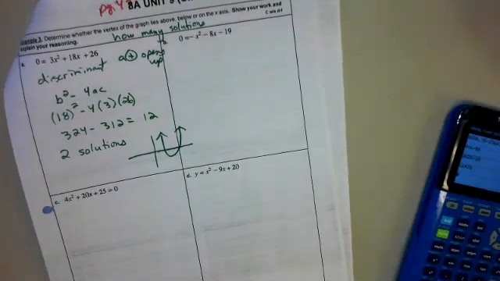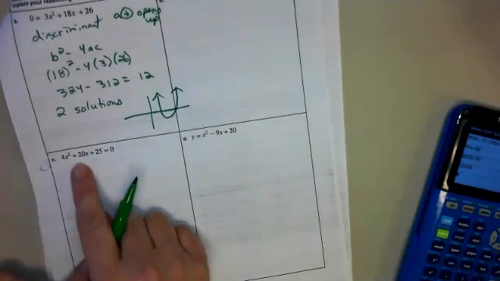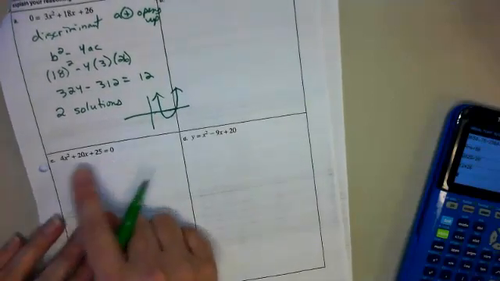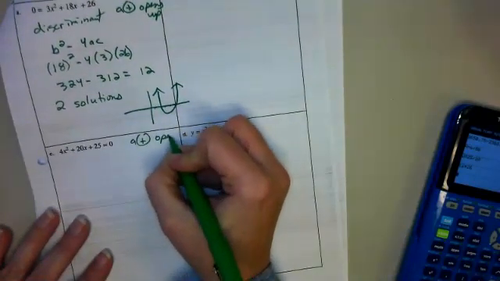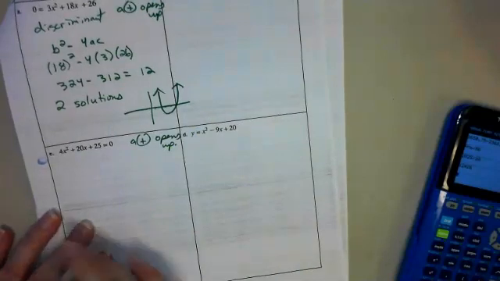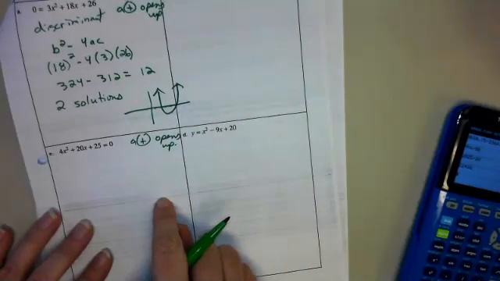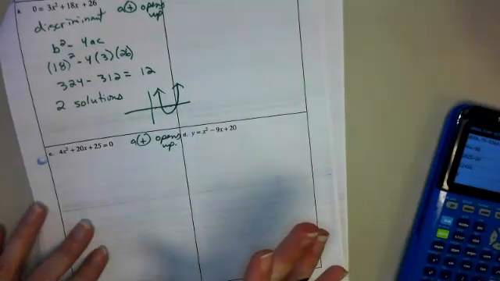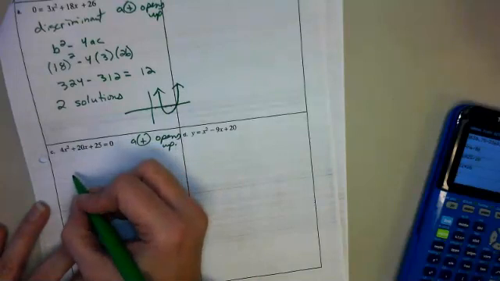Let's look at letter C. I think that's a good one. 4x squared plus 20x plus 25. Again, my A value is positive, so I know it opens up. I know that much. I need to know how many solutions there are to tell if it goes through the x-axis 2 times, if it touches just once, or if it doesn't go through the x-axis at all when it has no solution. So I need to find out how many solutions I have by determining my discriminant.